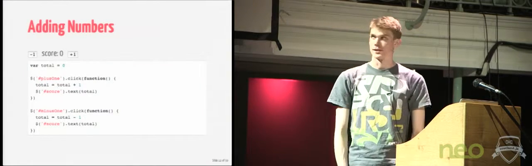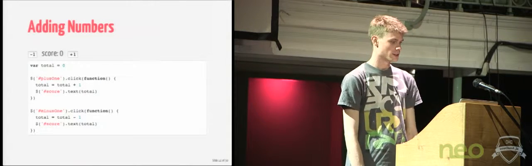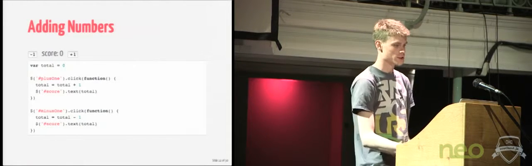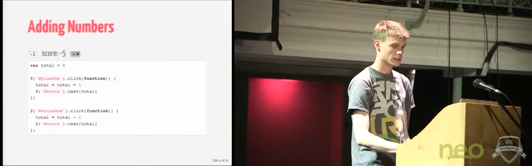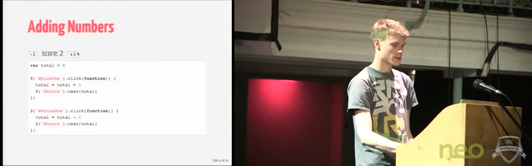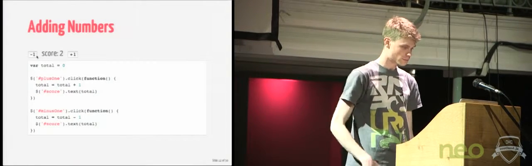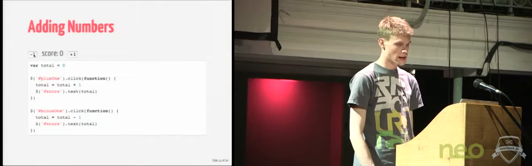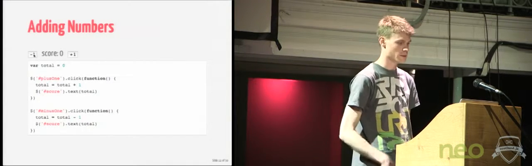So let's start with a little example. Let's say I'm writing this really simple scoring application, right? I've got two buttons, -1 and +1. When I hit +1, my score count increases. When I hit -1, my score count decreases. Pretty simple. So how would we write this with jQuery, which is your typical callback-based approach in JavaScript?